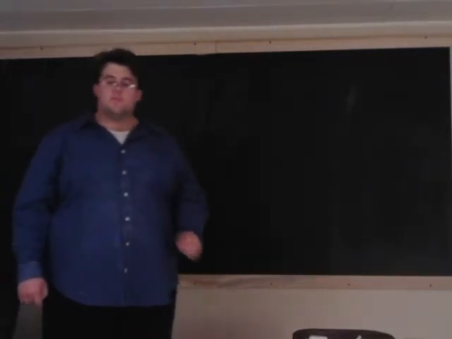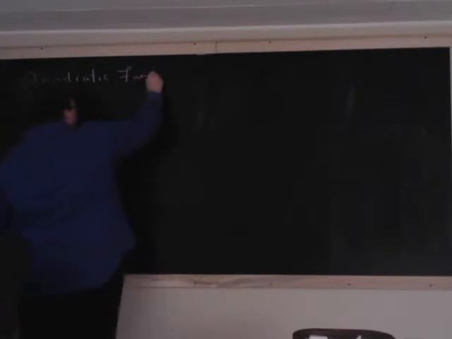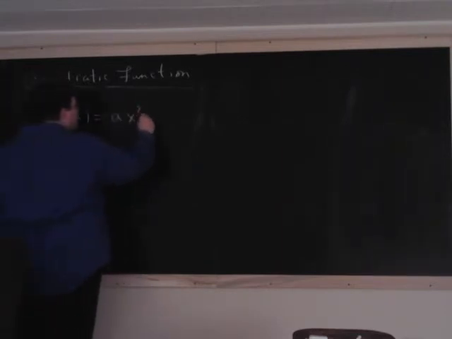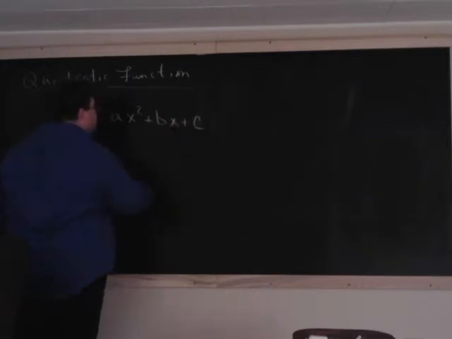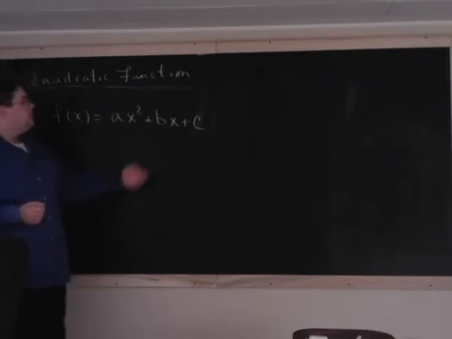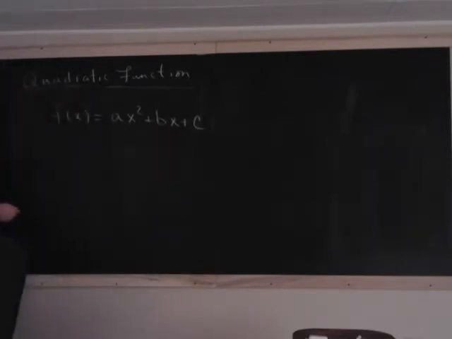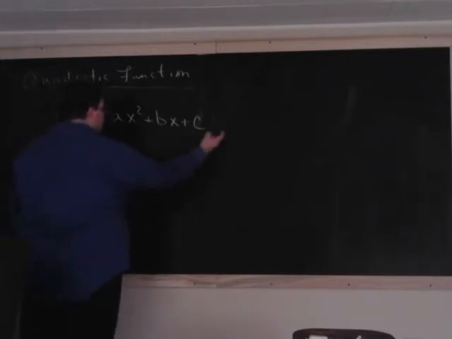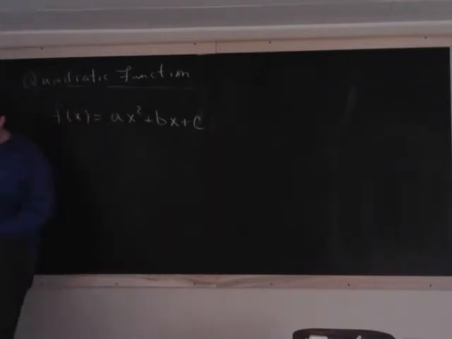The next types of functions we'll talk about are known as quadratic functions. Quadratic functions are degree 2 polynomials. So a quadratic function is a function of this form. It's a degree 2 polynomial because the largest exponent on an x is a positive 2. There are no negative exponents. So we have an x squared term, an x term, and a constant, and all of them have coefficients.